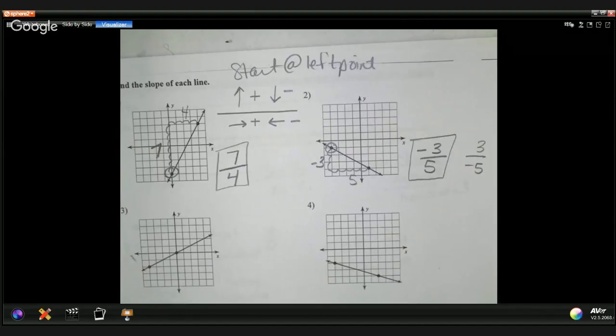So what I'd like you to do is try the rest of these problems, and then you can compare with what we have to see how you did.